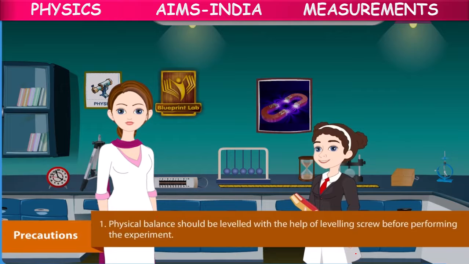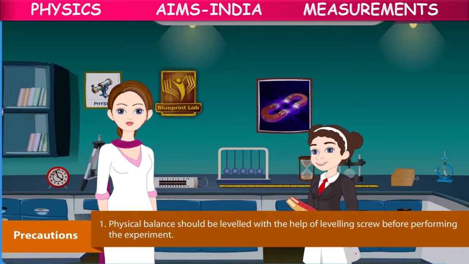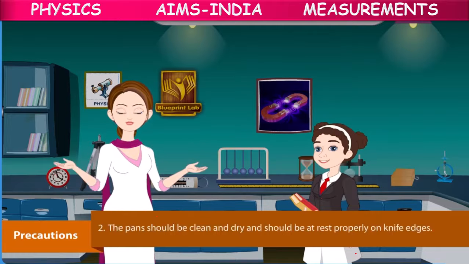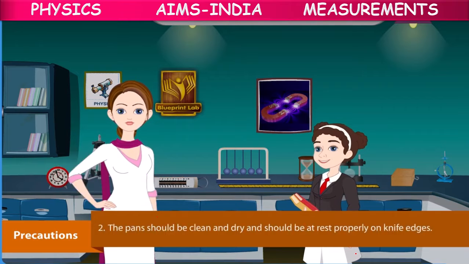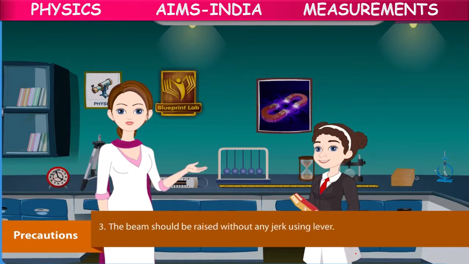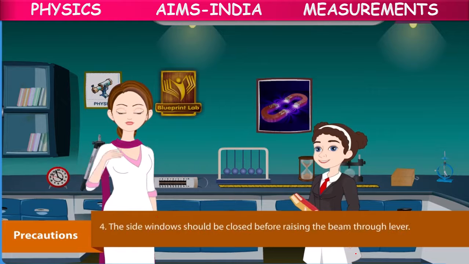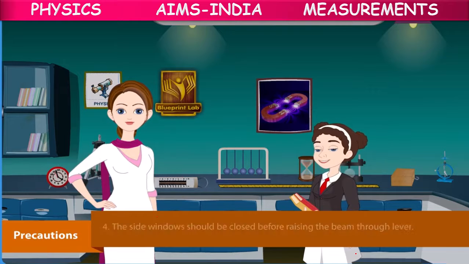Precautions. The physical balance should be leveled with the help of the leveling screw before performing the experiment. The pans should be clean and dry and should be at rest properly on the knife edges. The beam should be raised without any jerk using the lever. The side windows should be closed before raising the beam through the lever.